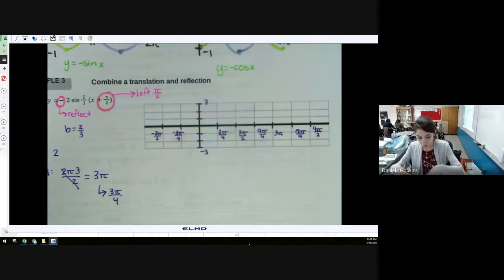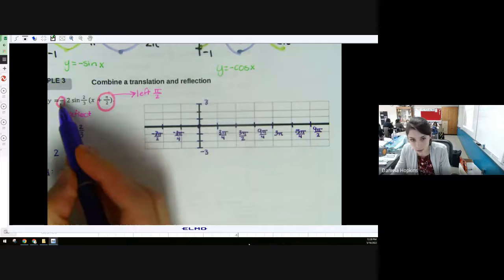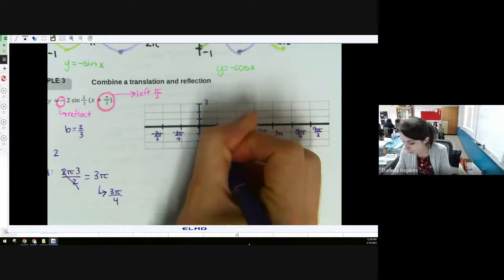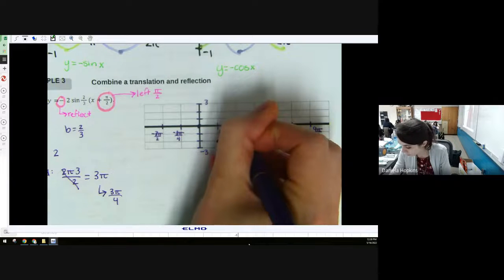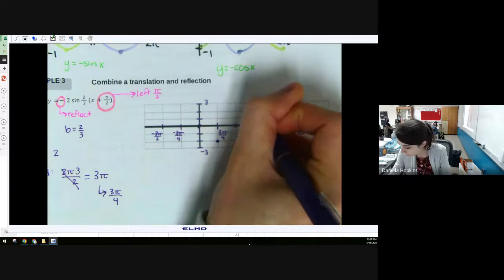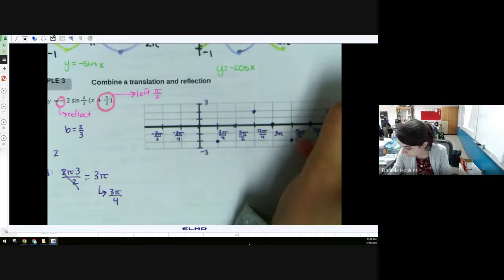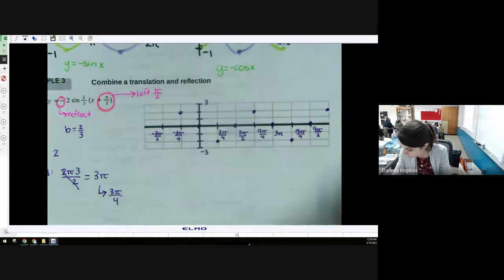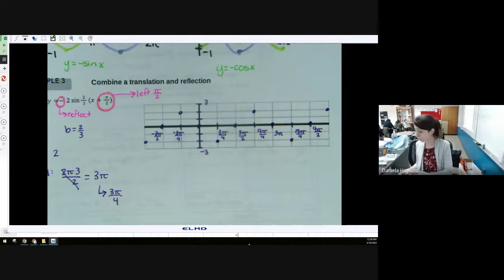Okay, so before I do anything, I'm going to plot my points. This is a sine function, so it starts at the origin. And then it's negative. So instead of going to a maximum, now I'm going to go to a minimum. So this will go down to -2, because that's my amplitude. Then back to my x-axis, then up to my maximum, back to my x-axis, down to my minimum, x-axis, up to maximum. So those are my original points.